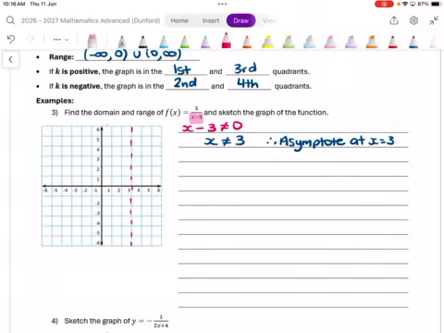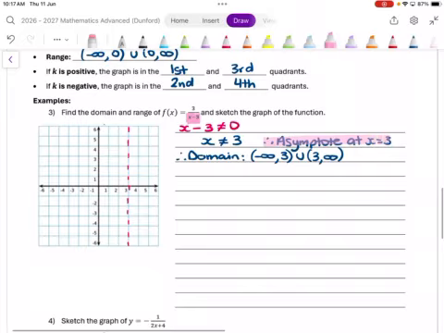Now, that also tells us our domain. Okay, that helps tell us that our domain is going to be from negative infinity to 3 and 3 to infinity. So wherever our asymptote is, Jaden, that helps us tell where our domain is. Does that make sense?